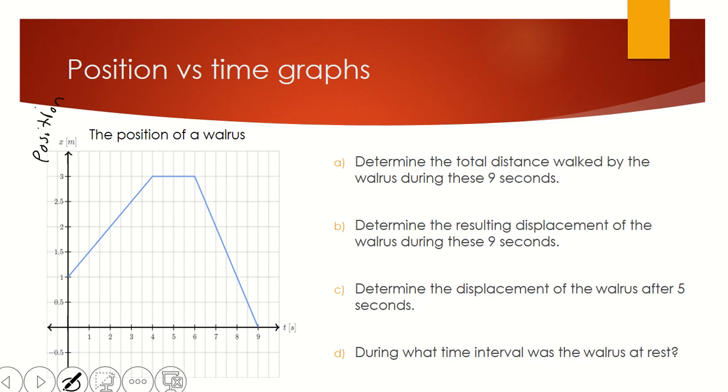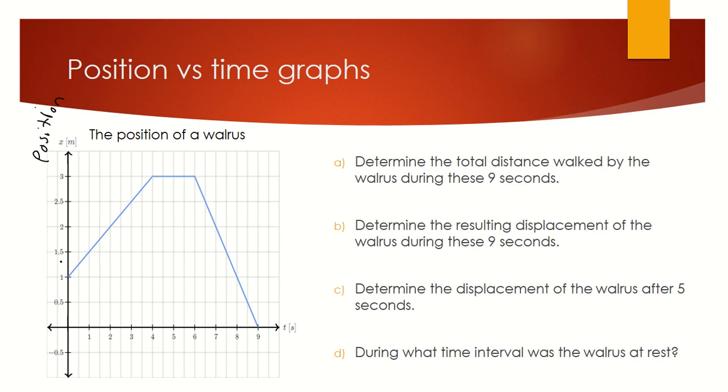So position of the walrus. Determine the total distance walked by the walrus during these 9 seconds. The way we do this is the following. Initially the walrus started off at 1 meter to the right of the origin.